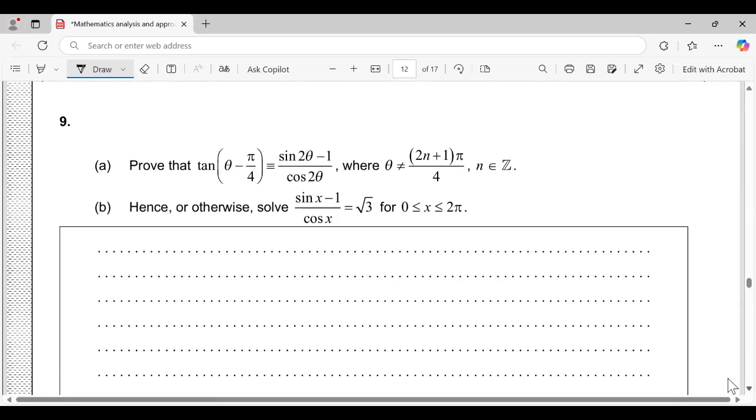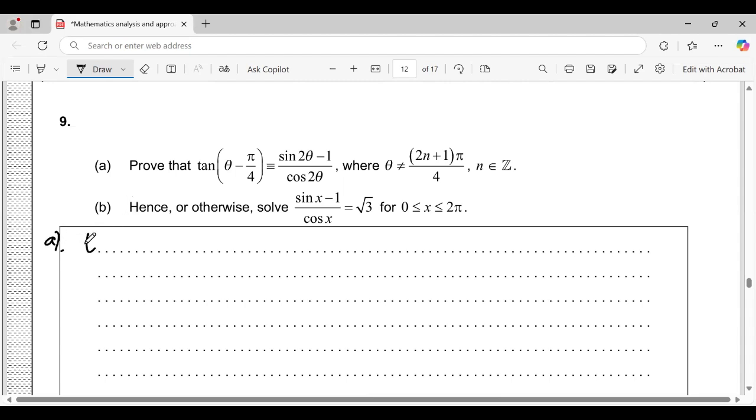Next question, number 9. Prove that tangent of theta minus pi quarter equals sine 2 theta minus 1 over cosine 2 theta, where theta is not equal to the values that make this expression undefined. Hence, or otherwise, solve sine x minus 1 over cosine x equals square root 3 for x in the interval 0 to pi.